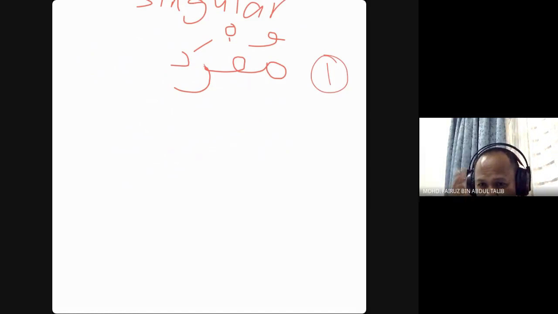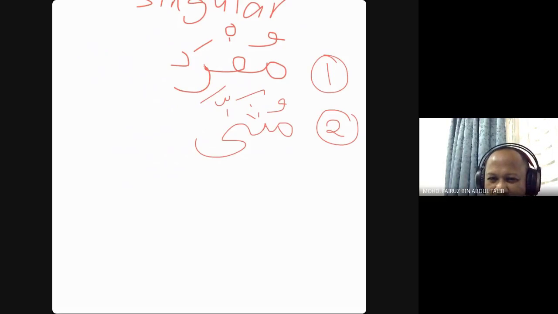Now we want to go to plural. But before we can go to plural, we need to know that in Arabic, they differentiate between plural, many, and plural, two. So in order to differentiate between two and many, they have another term. We call it, let me write the word first. The word is musanna. So what is musanna?